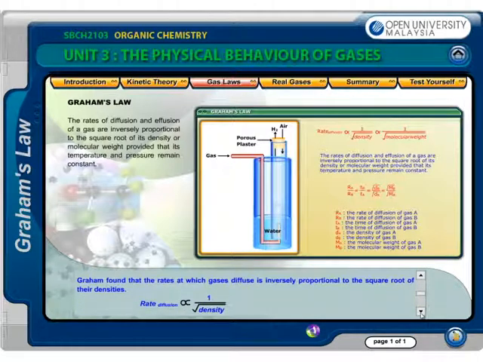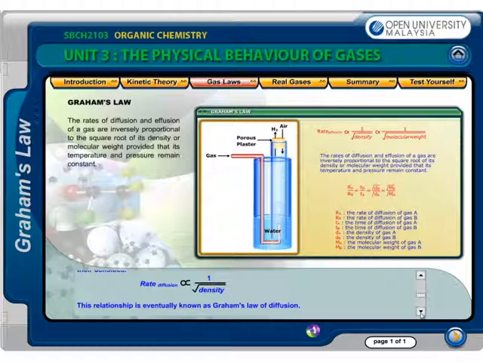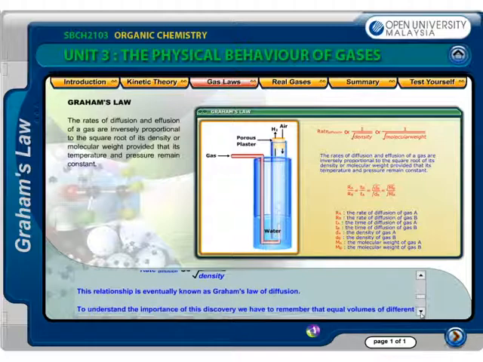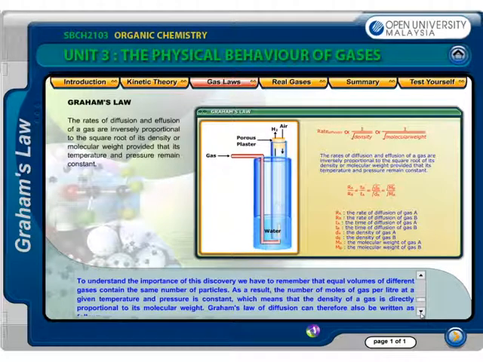Graham found that the rates at which gases diffuse is inversely proportional to the square root of their densities. That is, rate of diffusion is proportional to 1 divided by the square root of density. This relationship is eventually known as Graham's law of diffusion.